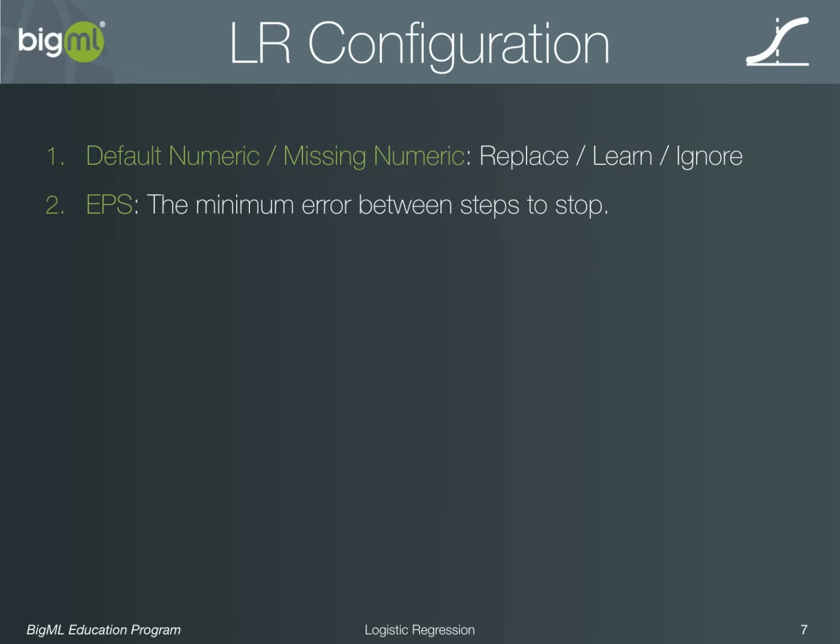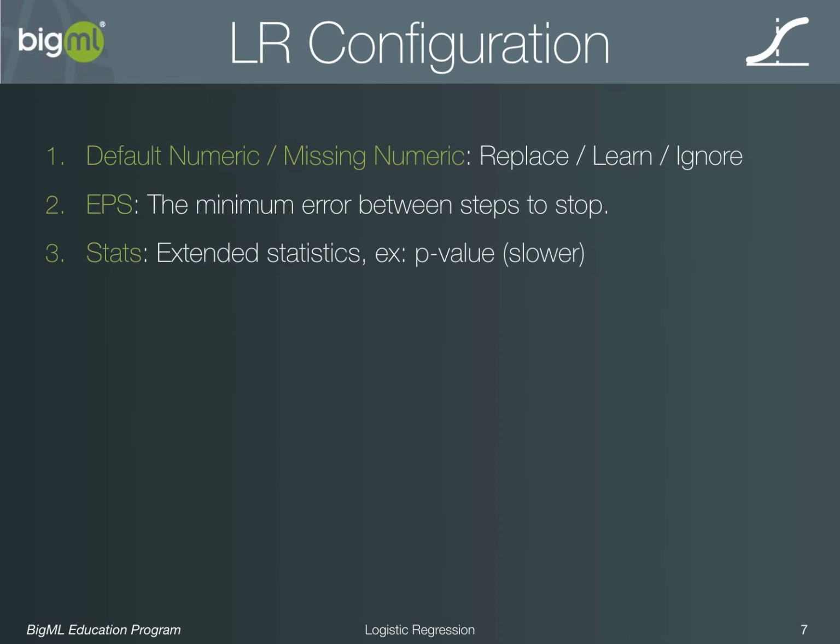The next option is the EPS. This controls the stopping criteria. So the process of building a logistic regression is iterative, with each cycle trying to improve the quality of the model. The EPS sets a criteria for how much improvement is required to decide if the modeling process should stop or continue. A higher value of EPS will make the logistic regression complete faster, but the resulting model will generally perform worse than if the EPS was smaller.